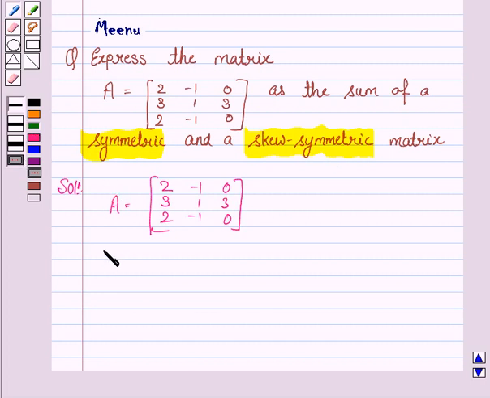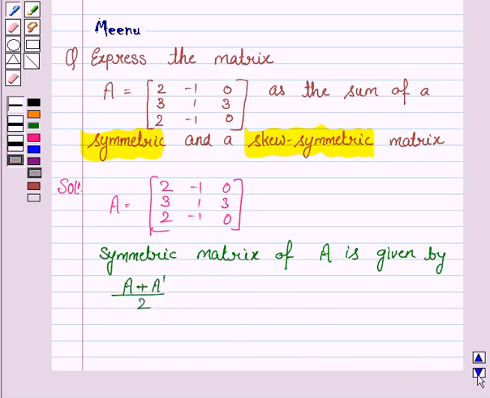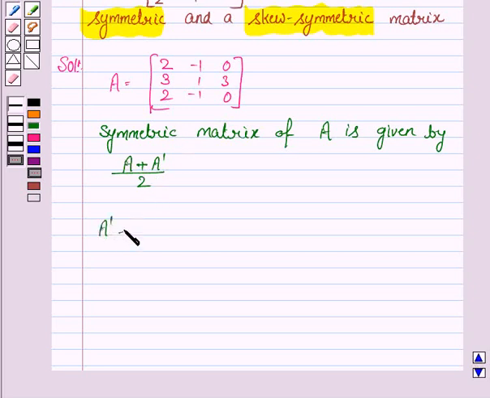Right? So the symmetric matrix of A is given by (A plus A transpose) by 2. Now, for this, we first find A transpose, and to find the transpose of a matrix, we just change rows by columns and columns by rows. So the first row becomes the first column of A transpose. Second row becomes the second column. And the third row becomes the third column. So this is A transpose.